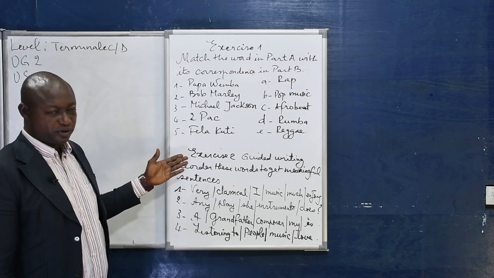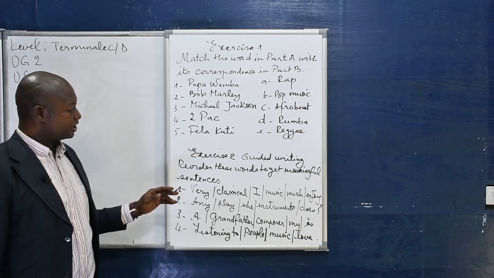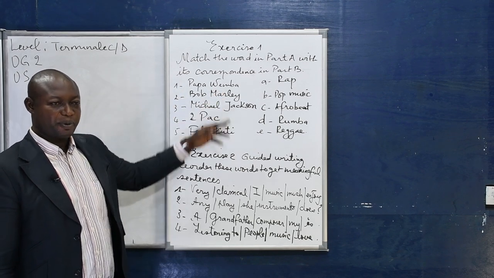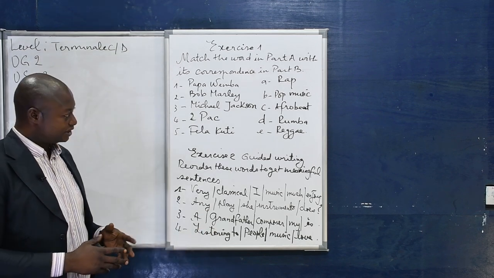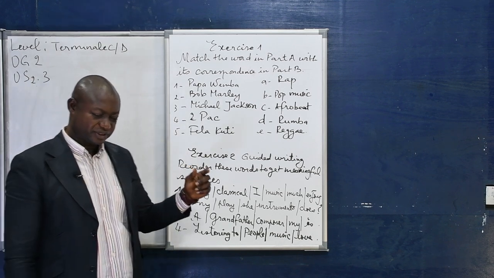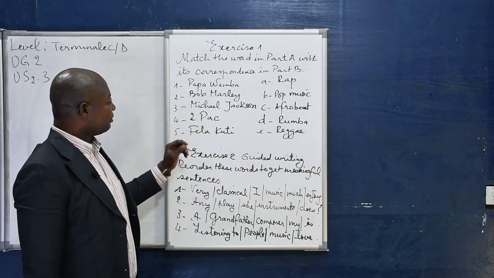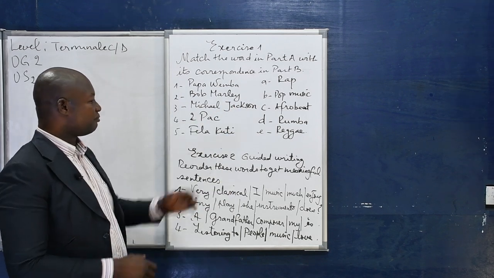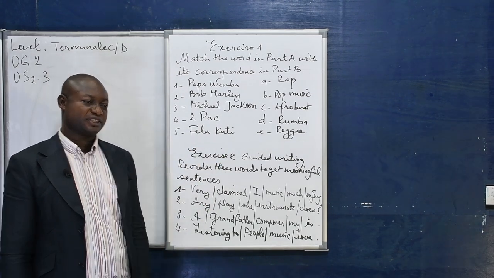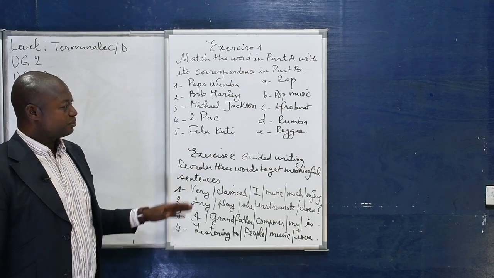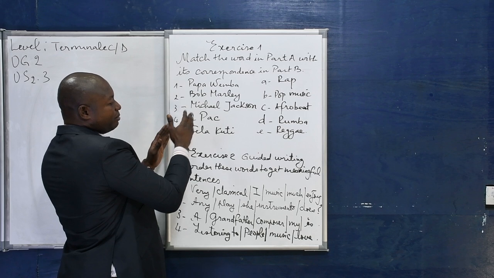So, we have five musicians. Papa Wemba, as we said, is a musician. He is famous, but he died, I think, in 2019. Papa Wemba is from the DRC, Bob Marley from Jamaica, Michael Jackson from the United States, Tupac is from the United States too, and Fela Kuti. But we are going to link the answers in part B with some information we have in part A.